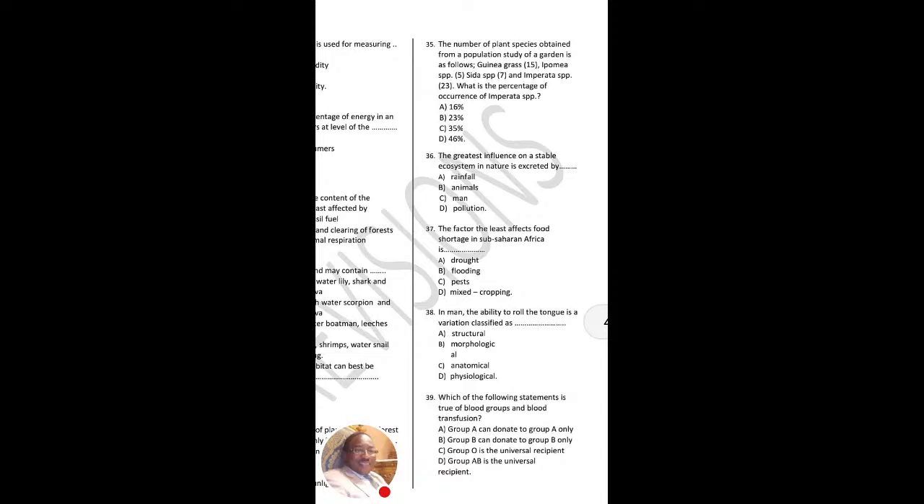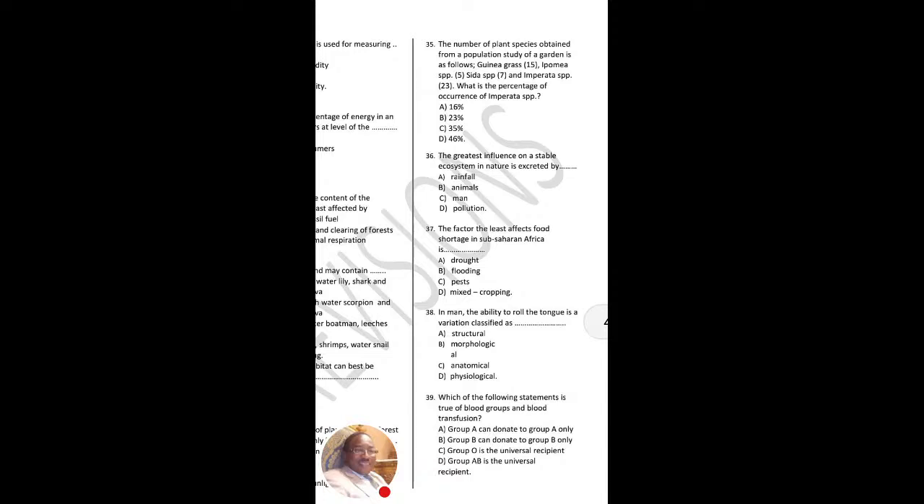Then 7 cedar plus 23 Imperata gives 30. So let's total the species now. 15 plus 5, 20. 20 plus the 7 is 27. 27 plus 23 gives you 50. So total species is 50.